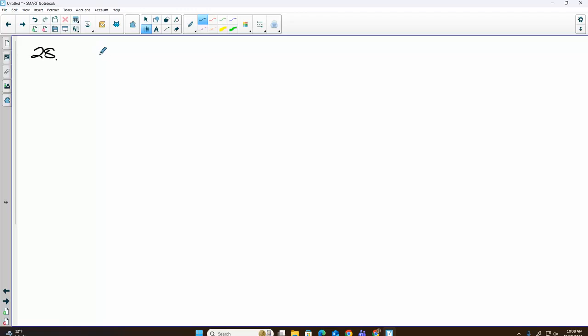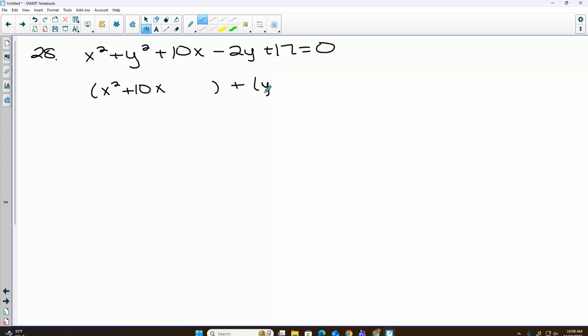So consider our equation. X squared plus y squared plus 10x minus 2y plus 17 equals 0. I want the equation of the circle. So we have to complete the square. So we put our x's together, leave a little space. Put your y's together, leave a little space. And we have to subtract over the 17.